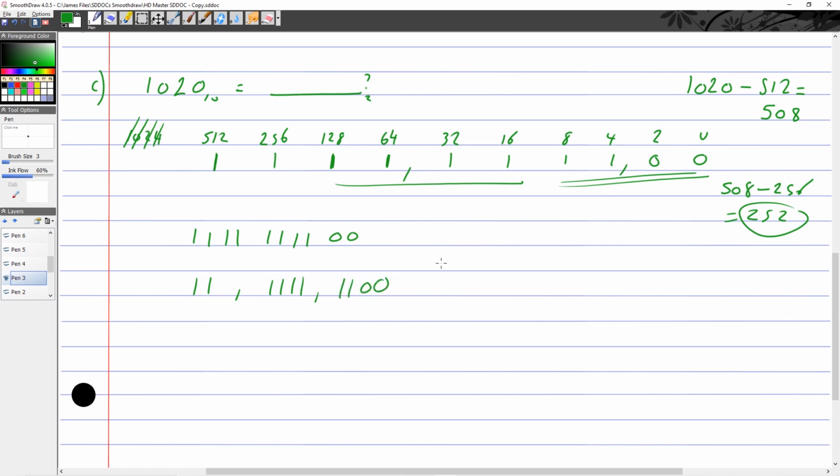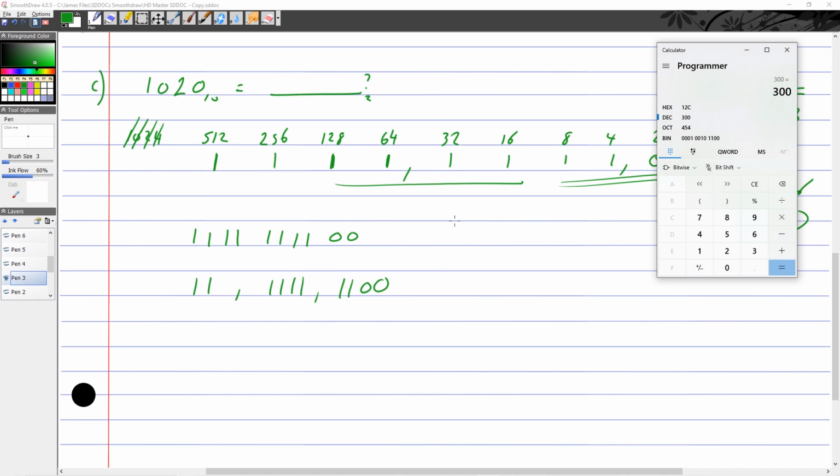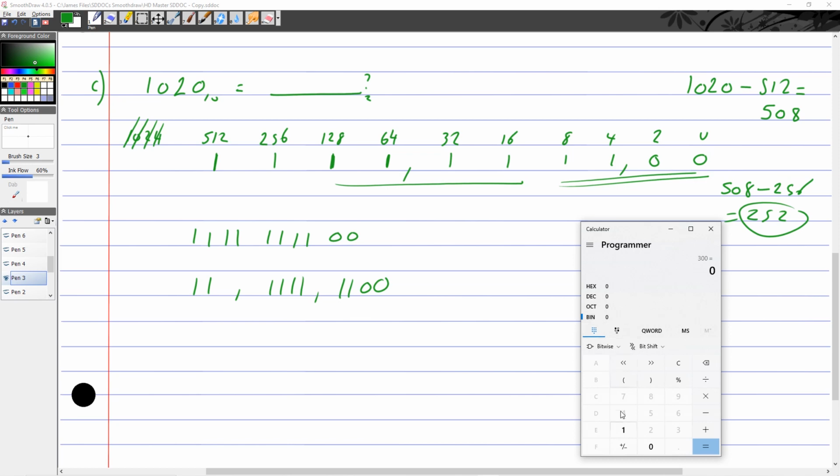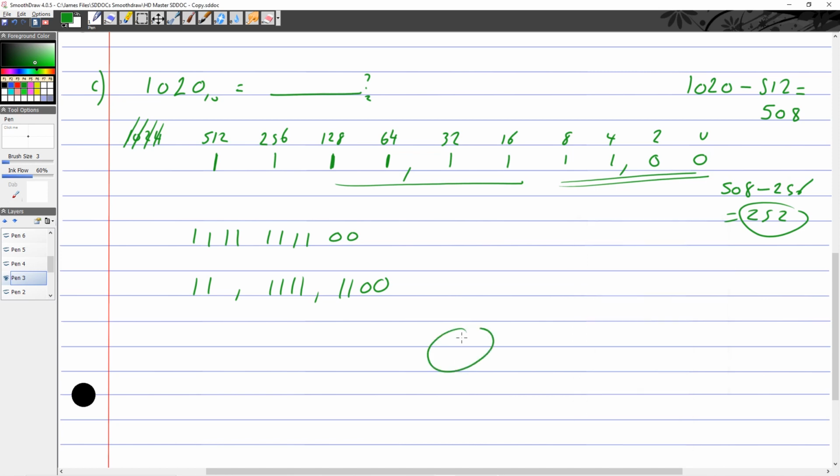And if we check that on our calculator, let's do it in binary mode for a change. Click on binary, I put 1, 1, then 4 more 1s, then 2 1s and 2 zeros. In decimal tells us that's 1020. So we've got it right.